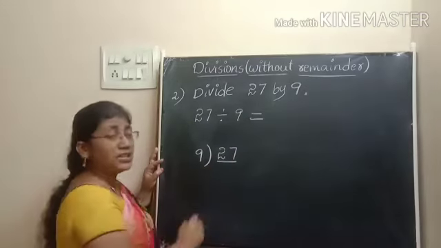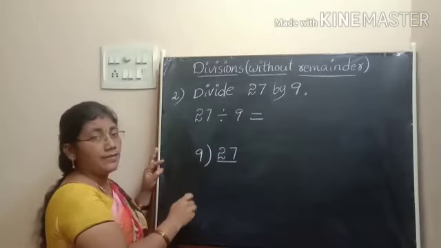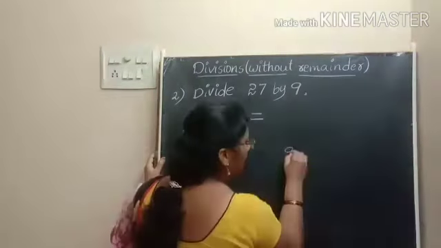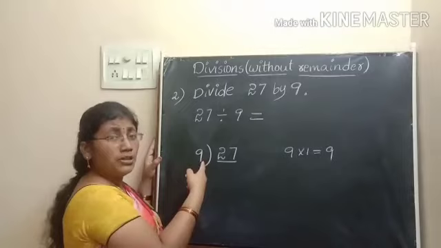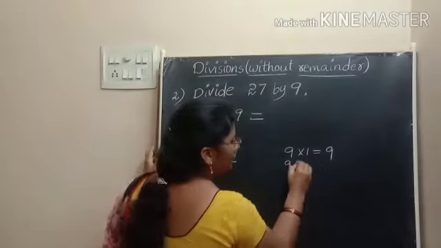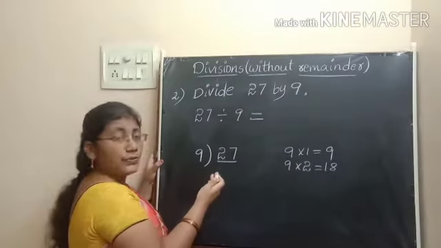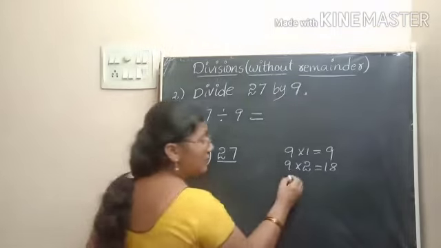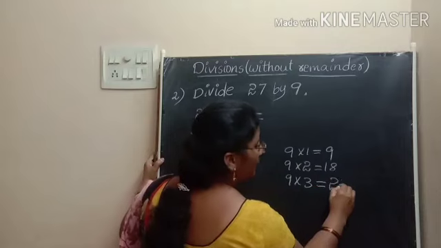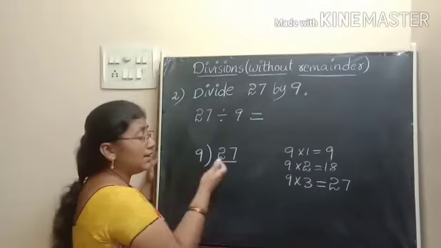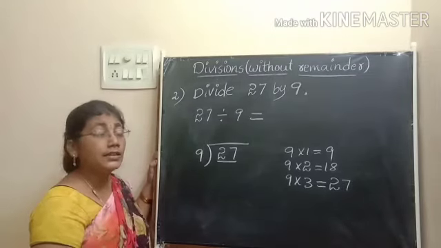Now the number is 27. So we have to take 9 table up to 27. That means we have to take 9 ones, 9. Is it suitable here? No. 9 twos, 18. It is less than 27. Let us see third step. 9 threes, 27. This is exactly equal to the dividend. So we can take third step.